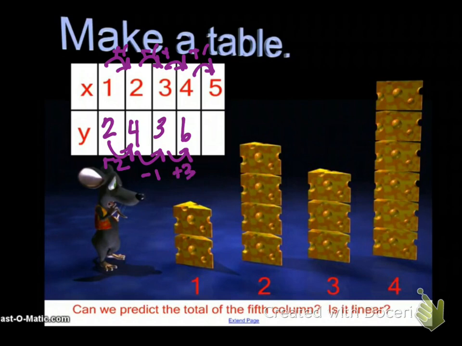Since there's not a constant rate of change, looking at the change in y over the change in x, right? We have 2 over 1, then we have negative 1 over 1, and then we have 3 over 1. We can see that these are not equal. There is not a constant rate of change, and if we graphed these points, our line would not be straight.